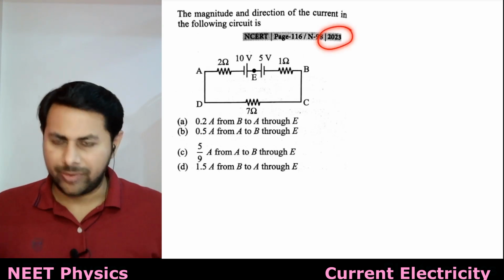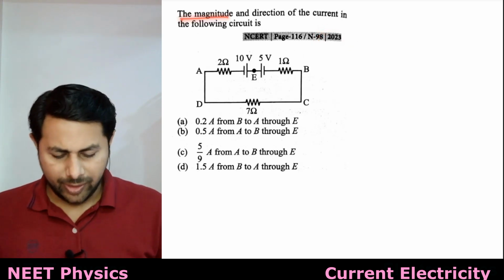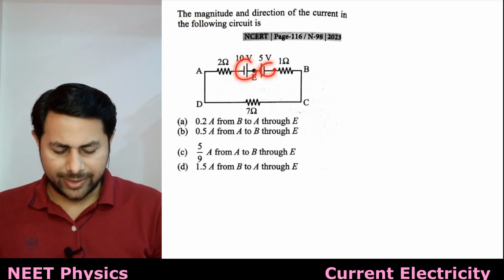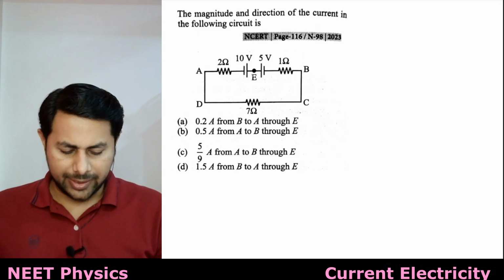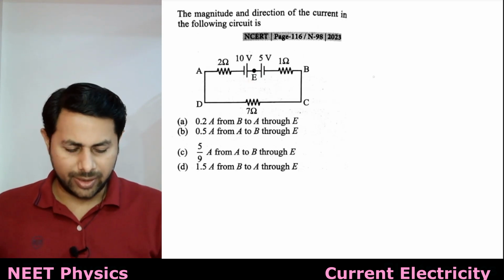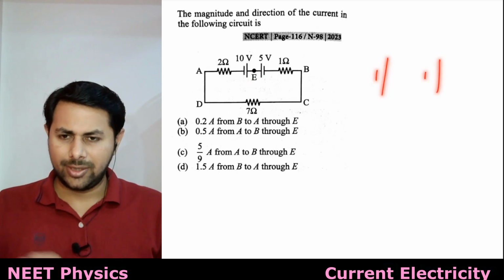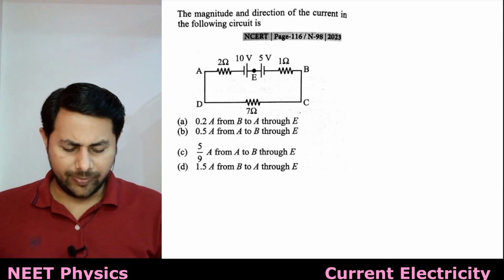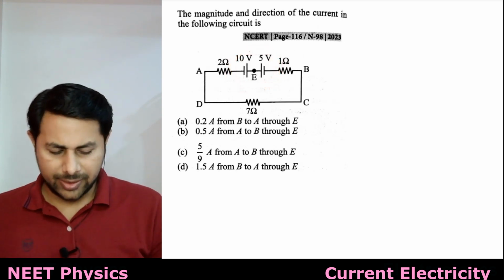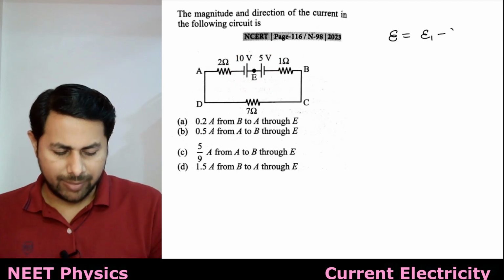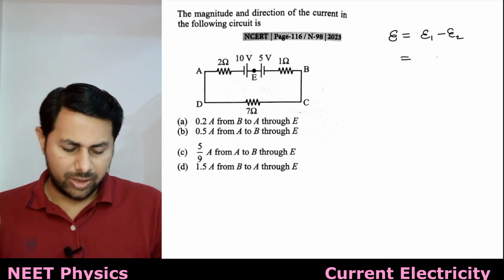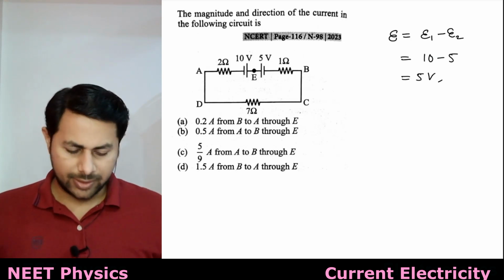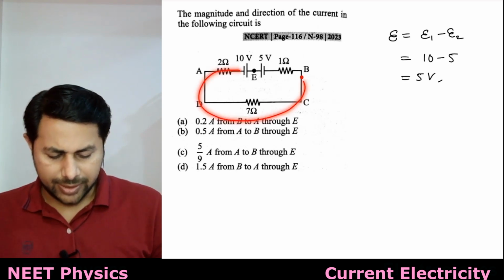So this one is from NEET 2023. Let's see this problem. The magnitude and direction of current in the following circuit is. That's very simple. You have these two batteries connected so as to oppose each other. If you connect negative to positive, then the two batteries will help. Here they are connected so as to oppose each other. So what would be the total EMF in this circuit? Total EMF would be E1 minus E2, which is 10 minus 5, so it is 5 volts, right?